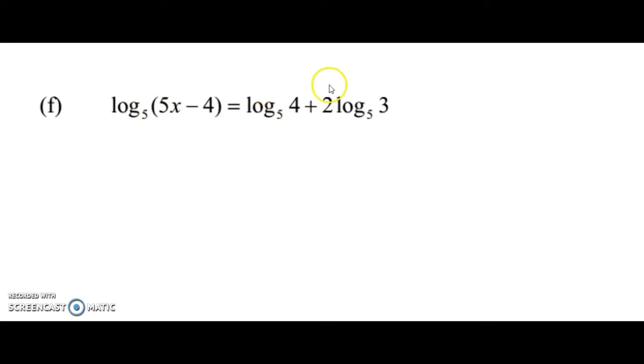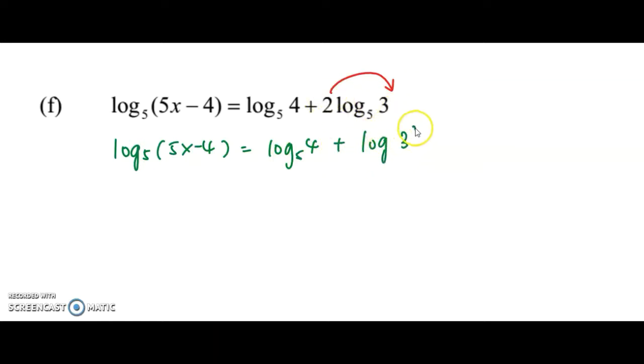When we want to solve again, we need to check: the 2, I need to change it into 1. So how do I do that? I will bring in this 2, become the power of the 3. So here I have my log 5x minus 4 to the base of 5 equals to log 4 to the base of 5 plus, bringing the 2 up, you got a 3 squared to the base of 5.